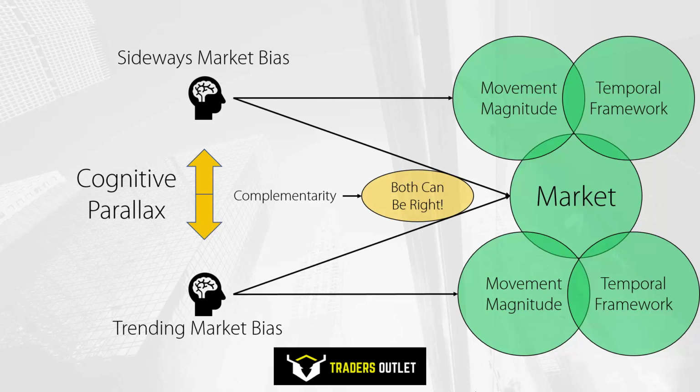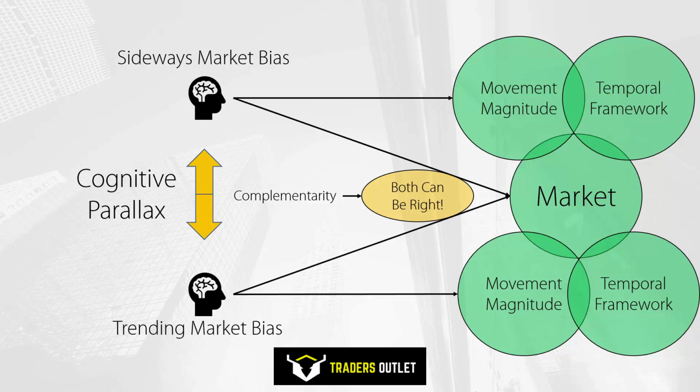That's called complementarity, which is when two apparently contradictory outcomes happen to make sense in reality. This idea explains why two traders with opposite views of the market can both end up being right about it. The complementarity effect happens because of the boundaries of cognitive parallax in the market, which are magnitude and the temporal framework of any given market movement. These two elements that surround the cognitive parallax are only possible because of the rather convenient timeframe segregation of markets. Once again, cognitive parallax is the dissonance between two different theoretical explanations of the same market.